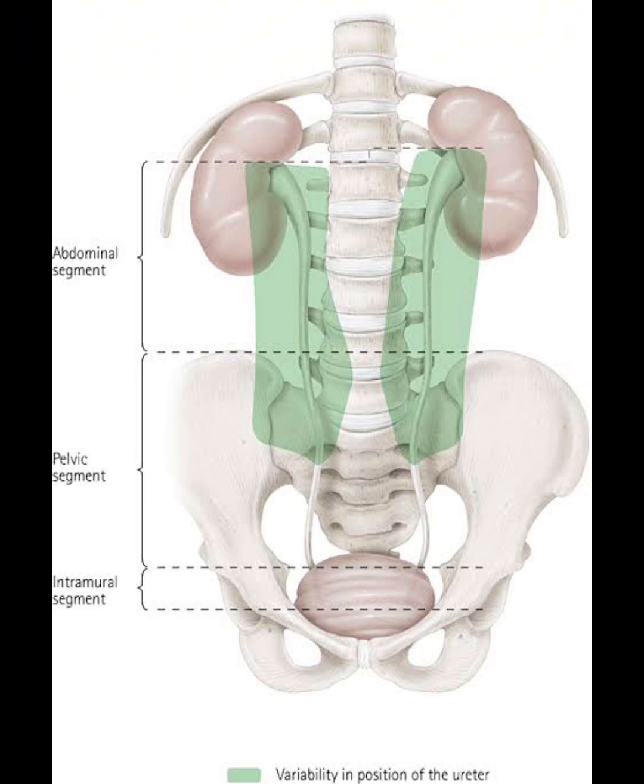It's surgically important not to give an incision in the upper part of the ureter medially, because the blood supply is located medially, so your incision should be on the lateral side. So this is also important.